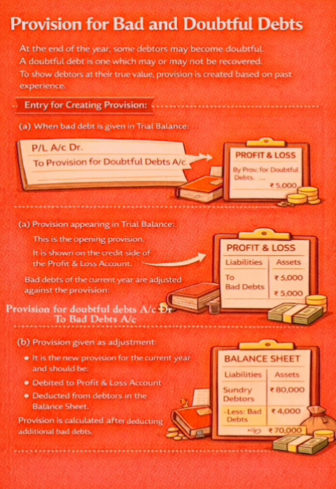B. Provision given as adjustment. It is the new provision for the current year and should be debited to profit and loss account and deducted from debtors in the balance sheet. Provision is calculated after deducting additional bad debts.